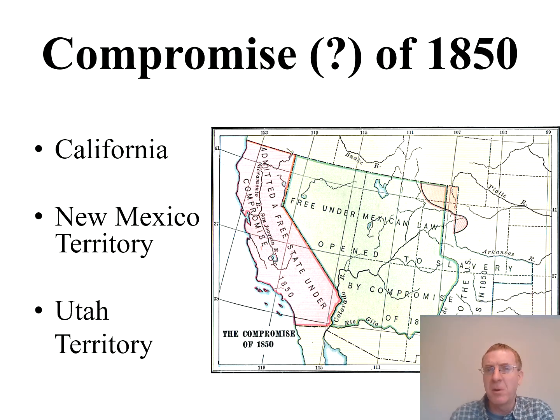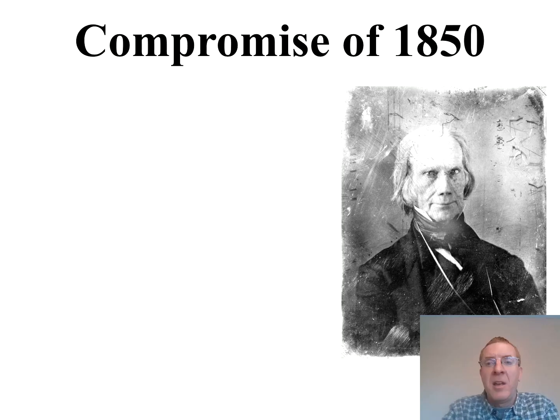Please note the question mark I've got after compromise, an indication that this is not going to be anything like what we saw in 1820 when Missouri tried to enter the Union. And so the Compromise of 1850 will actually be brokered by Henry Clay. And you'll remember him from the Missouri Compromise of 1820, which he very much helped achieve.